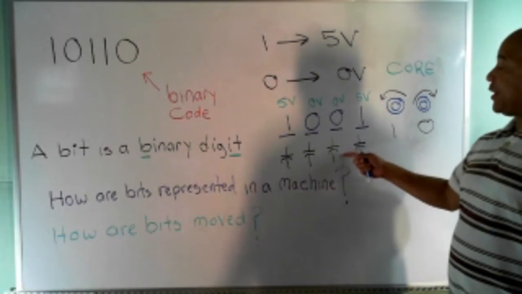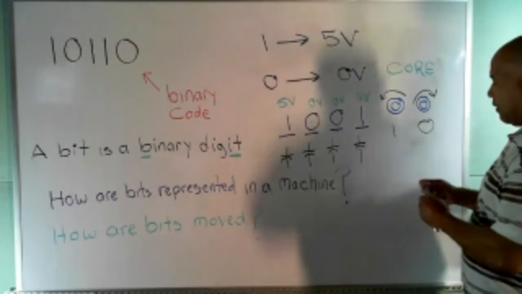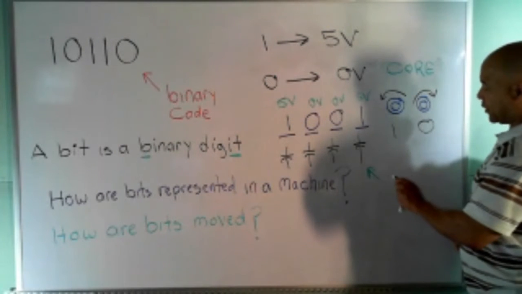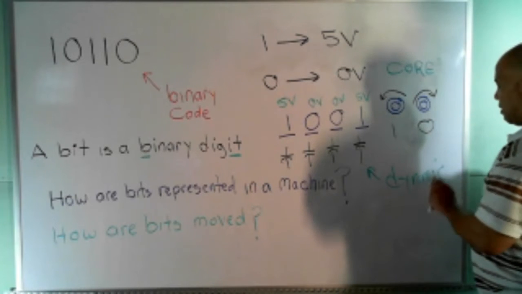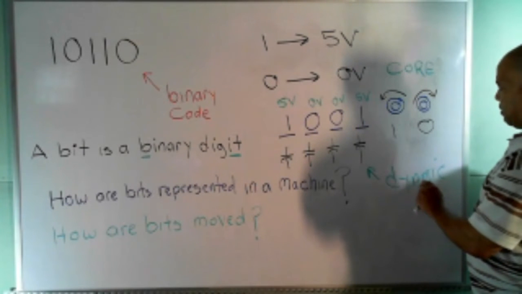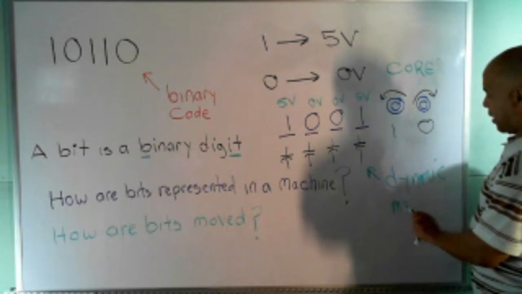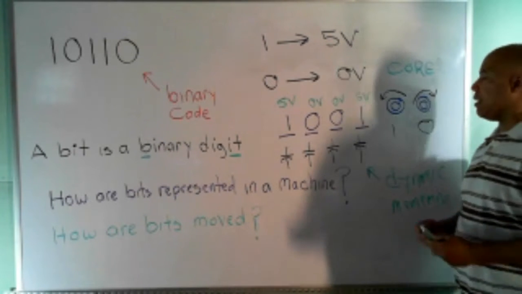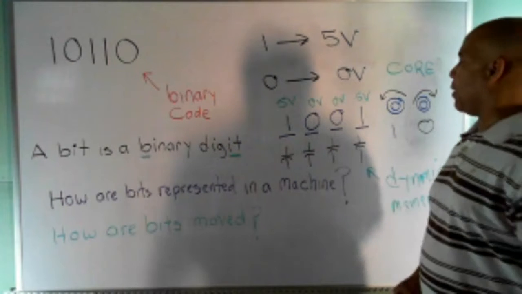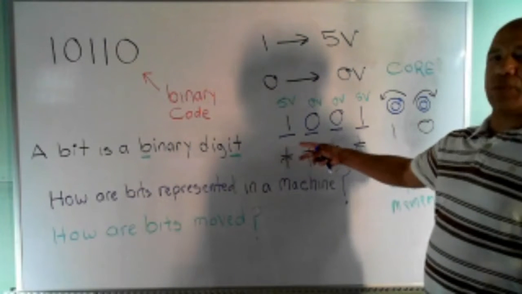And they actually still use capacitors too. If you're computer literate, this is called dynamic memory. This is dynamic memory because these capacitors are really tiny.